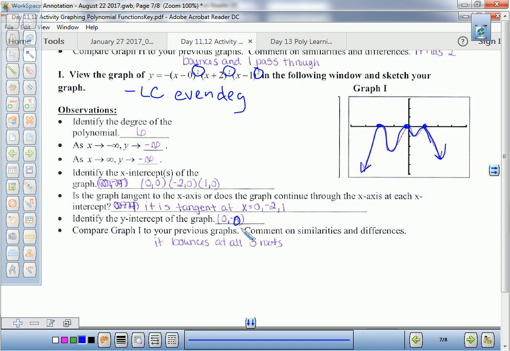Nope, it'll do one or the other. So it'll either pass through the x-axis or it will be tangent. It will hit and bounce back.